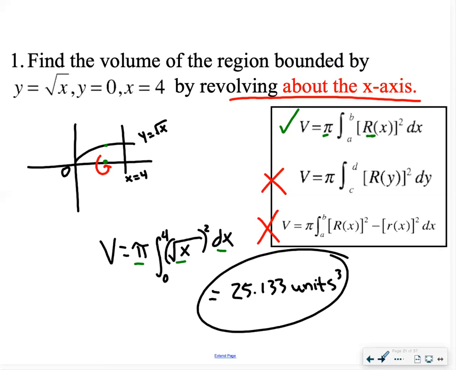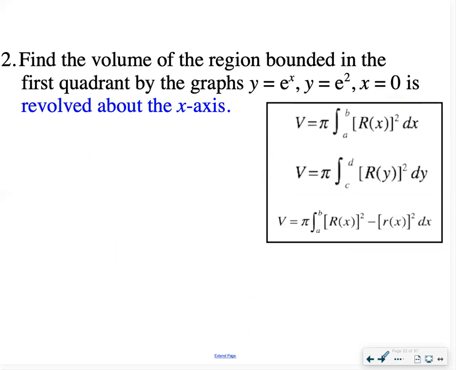All right, let's try a washer. So we'll do boundaries are e to the x, e to the second, and x equals 0. And we're going to revolve it around the x-axis. Actually, I'll do two washers with you because some of these can be tricky.